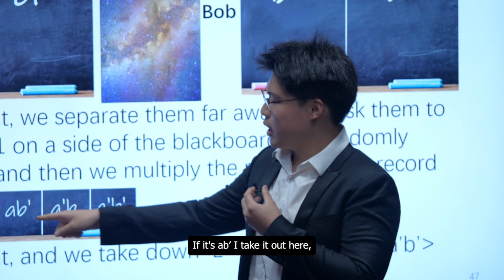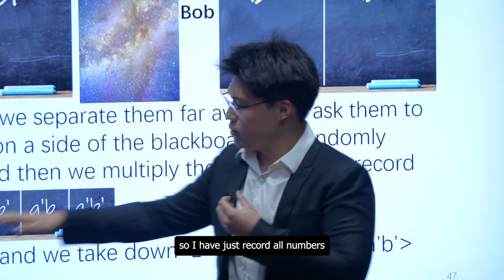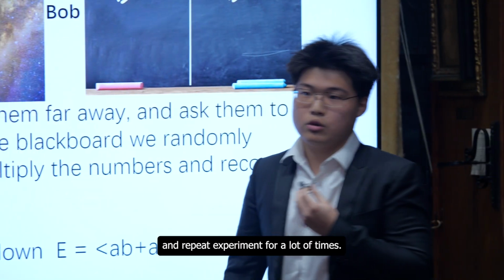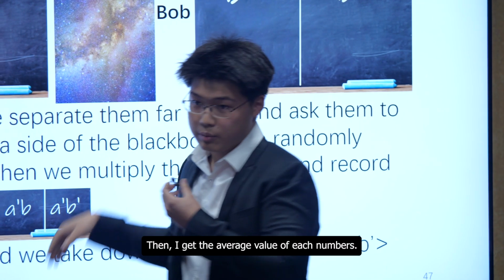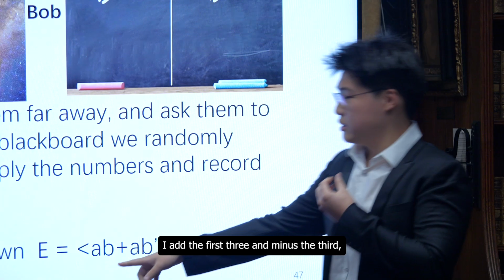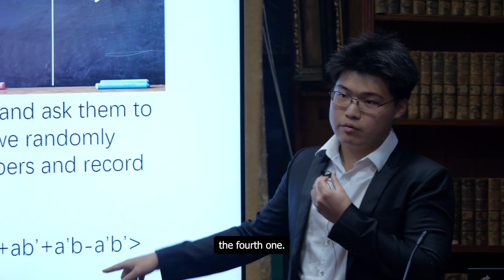And if it's A, B prime, I take down here. So I'll just record all numbers and repeat the experiment a lot of times. Then I get the average value of each number. I add the first three and minus the fourth one.